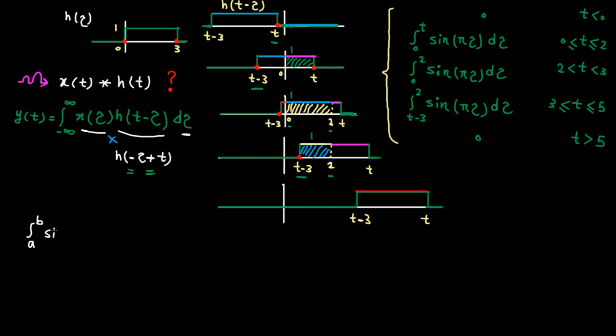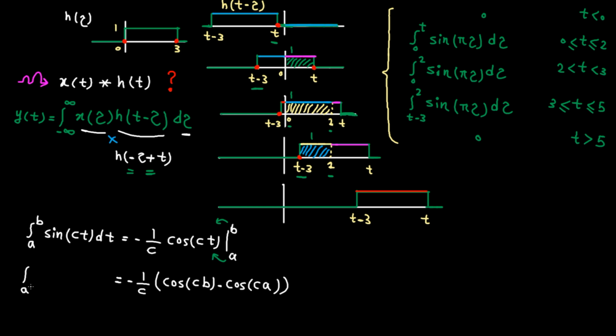From calculus, we know the integral of a sinusoidal function is minus 1 divided by c, cosine ct, where c is a constant number. Then, to find the definite integral, we need to replace t by the upper and lower bounds and subtract them. Let's use this and find a closed form answer for the integrals.